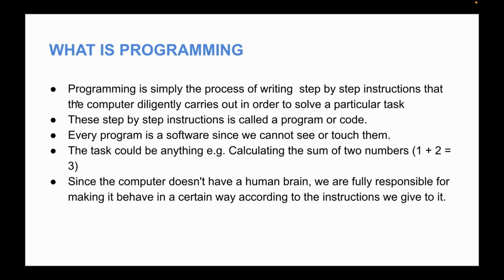Every program is a software since we cannot see or touch them. The task could be anything, for example, calculating the sum of two numbers: 1 plus 2 equals 3. Since the computer does not have a human brain, we are fully responsible for making it behave in a certain way according to the instruction that we give to it.